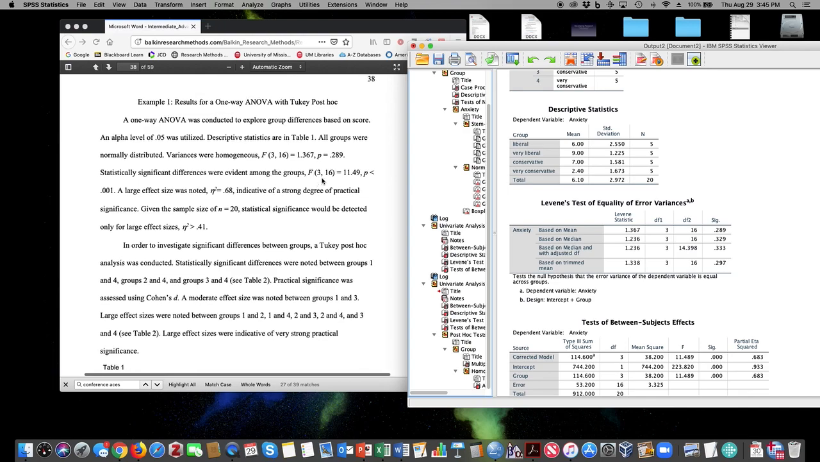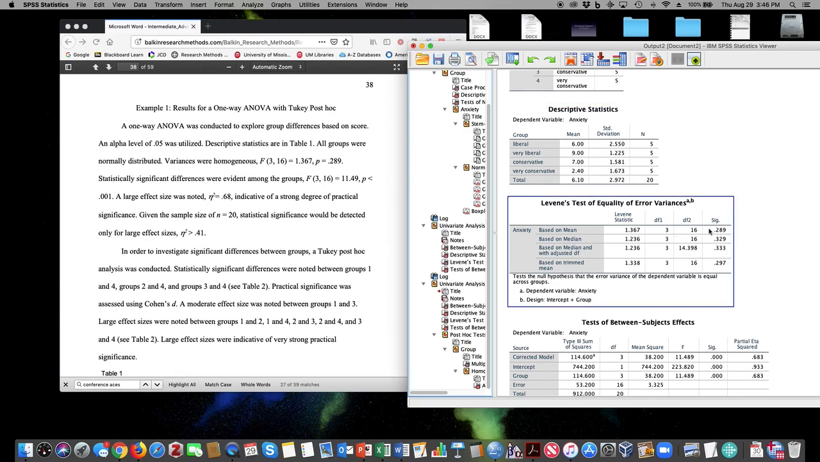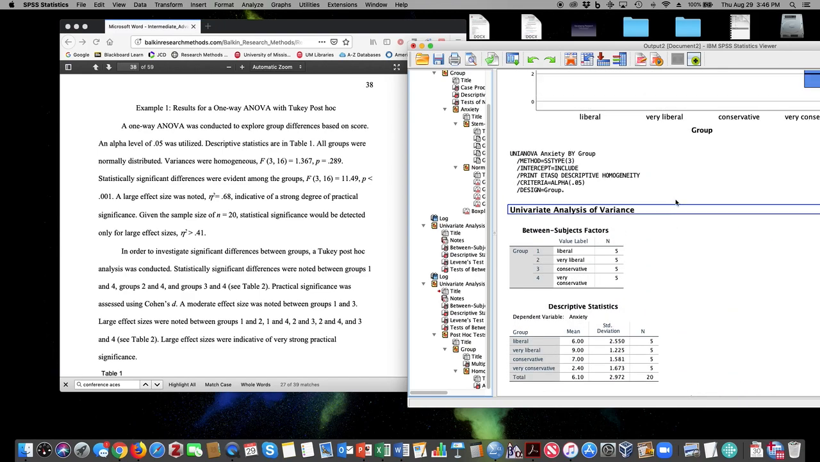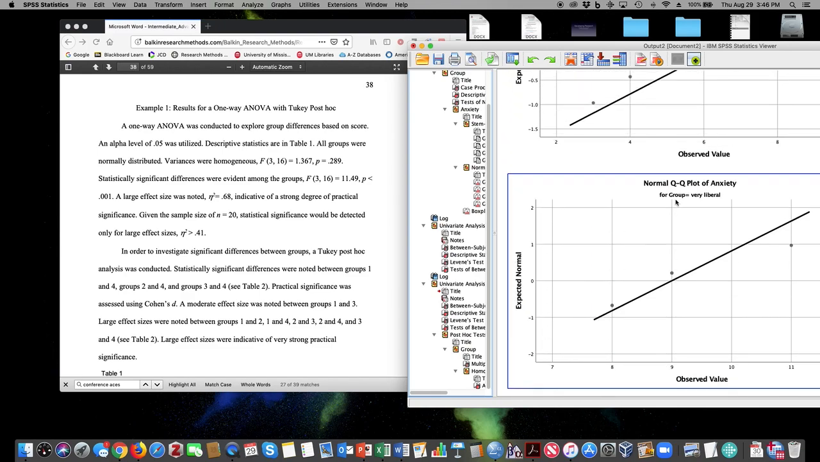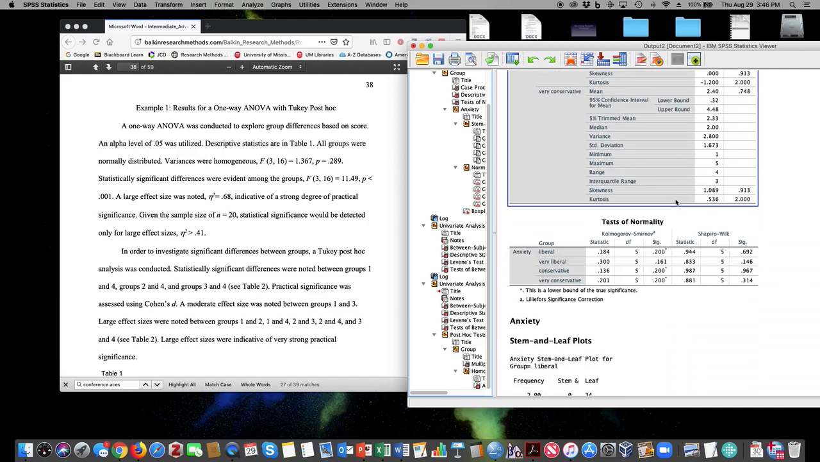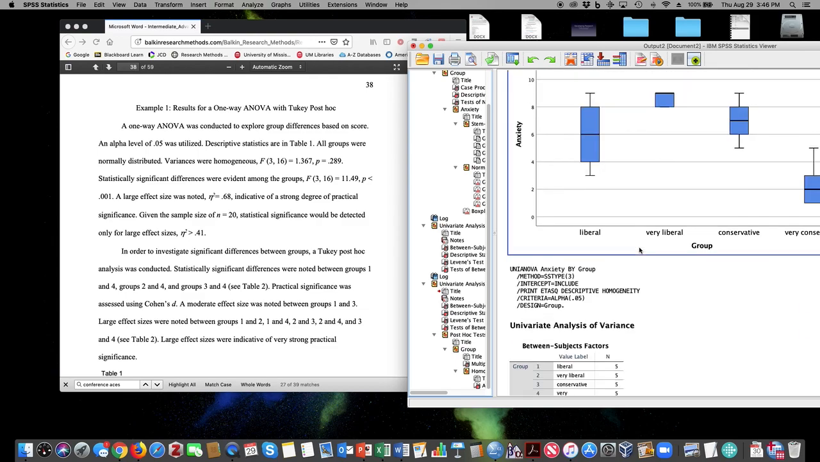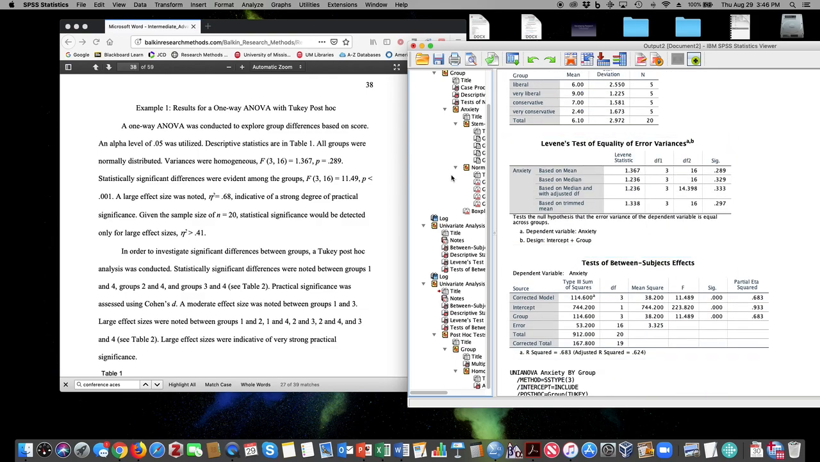And then I say all groups were normally distributed. That's because my normality assumption for the Shapiro-Wilk statistic was met. And that's right up here. And all these values are greater than 0.05. All right. Variances were homogeneous, so I met my HOV assumption. You can see that right here. F of 316 equals 1.367. P equals 0.289. It's right here.